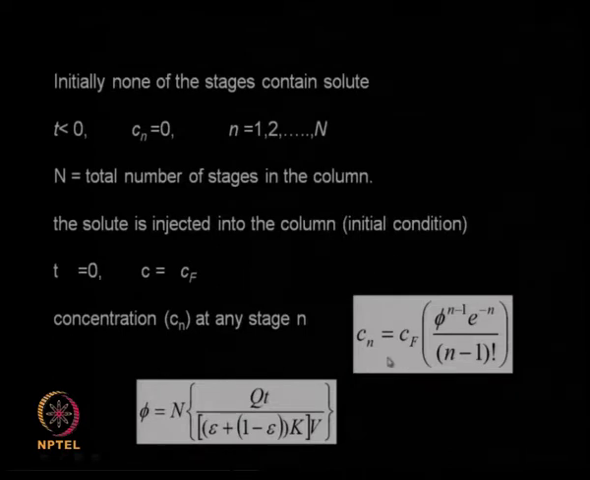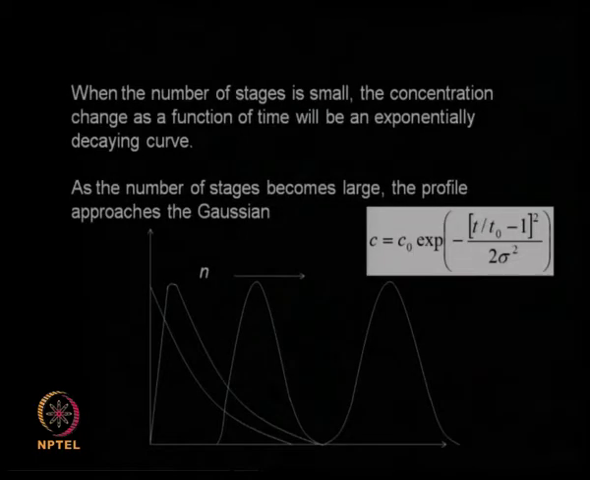Let us look at our original chromatographic equation, which assumes a Gaussian type of distribution, correct? Okay. Before that, let us go back. When the number of stages is small, the concentration change as a function of time will be an exponentially decaying curve. But as the number of stages becomes larger and larger, you are going to have a Gaussian type of distribution like this, you know.